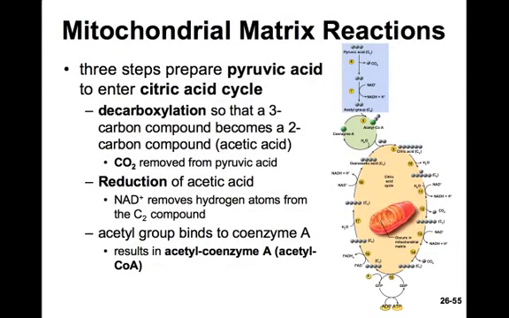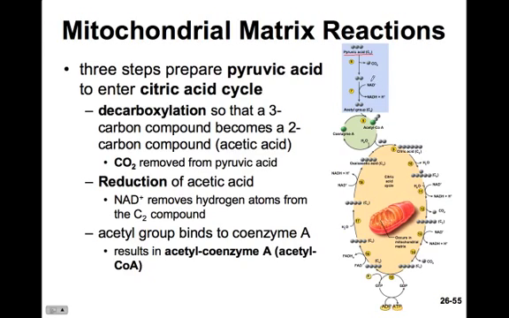So before we actually get into the citric acid cycle, there's a little bit of modification that we need to do to pyruvate. So pyruvate, or pyruvic acid, needs to be converted into acetyl-CoA. So first of all, we'll see the decarboxylation, so removing one carbon. So now we're down from 3 carbons to 2 carbons that will be acetyl-CoA. Then we have reduction.